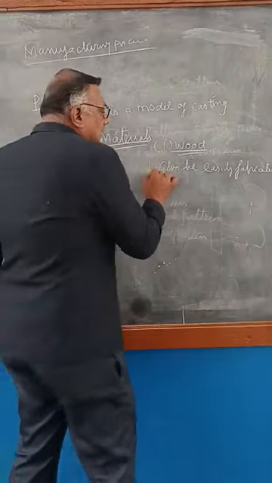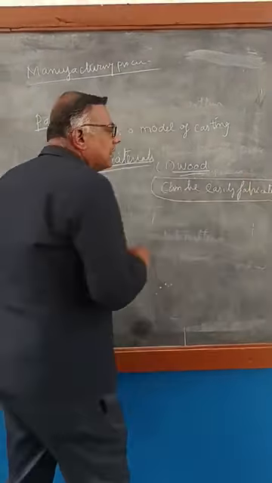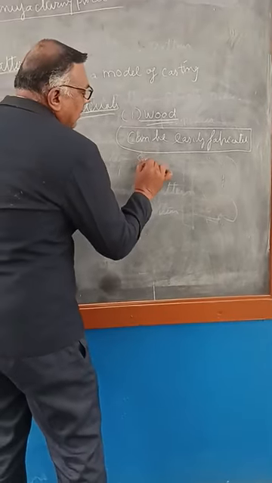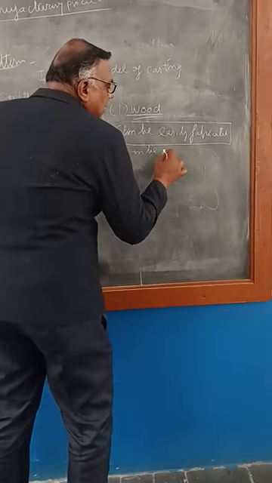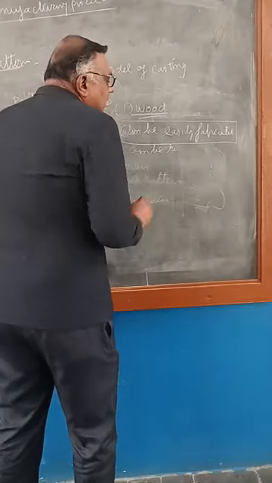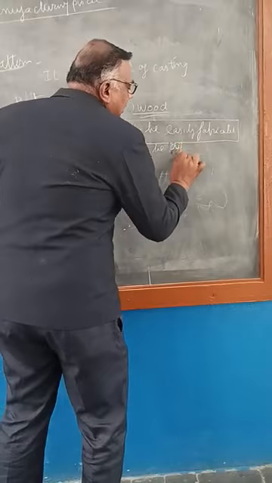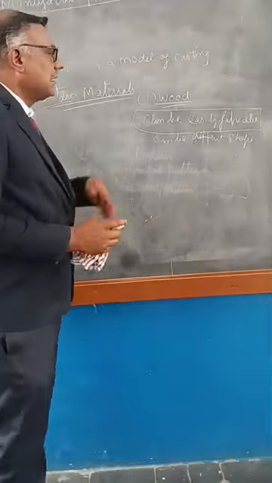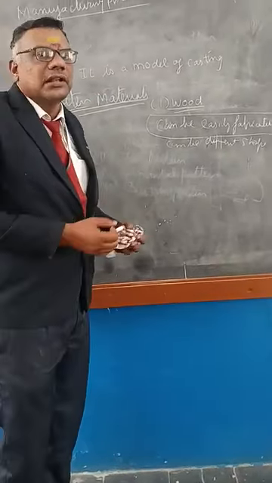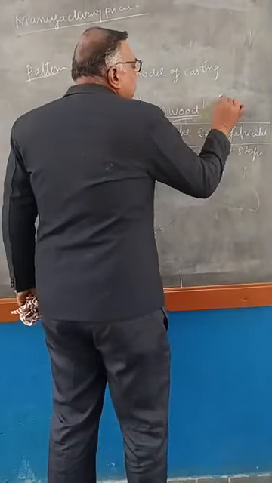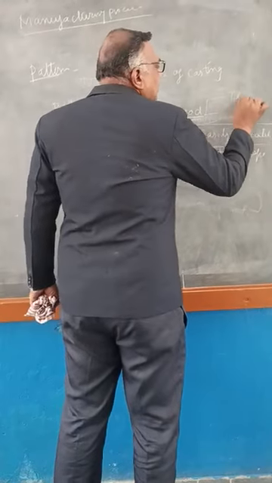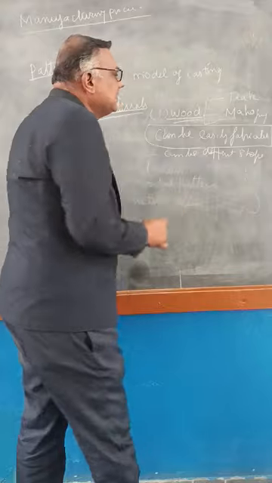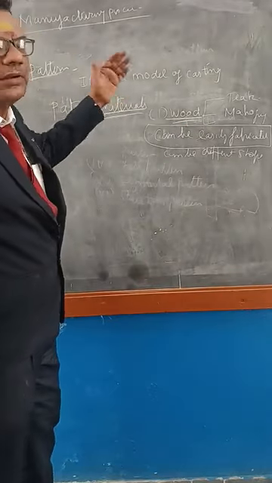Next, the main advantage is that it can be reshaped, so different shapes can be obtained. In wood there are different types of wood materials: teak wood, mahogany, rosewood, etc. These are also different types of pattern materials.